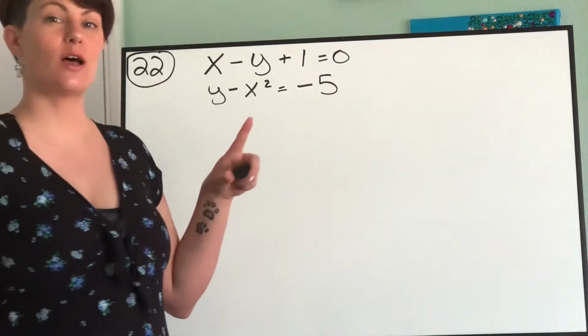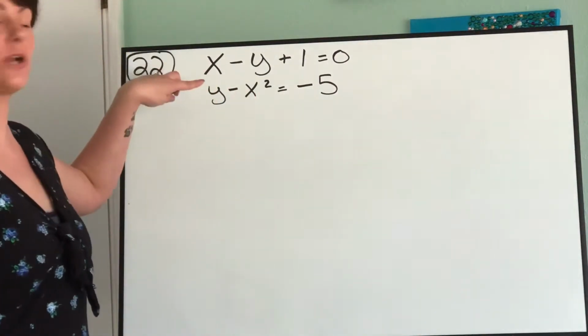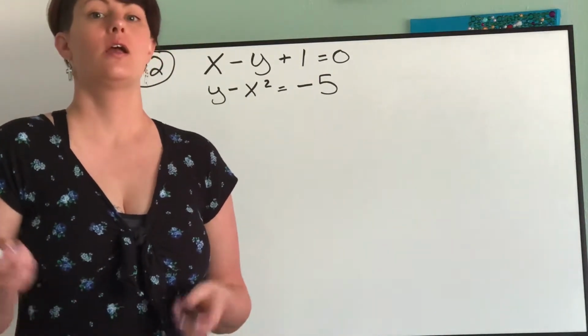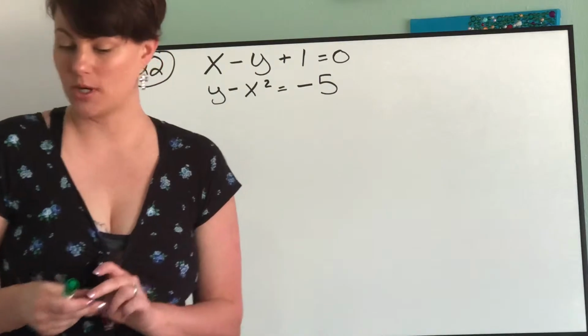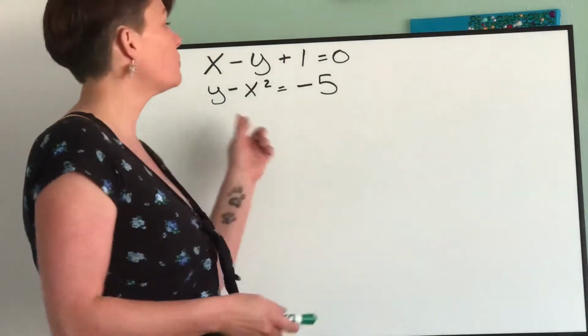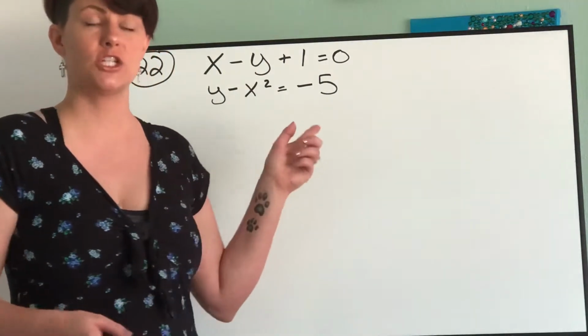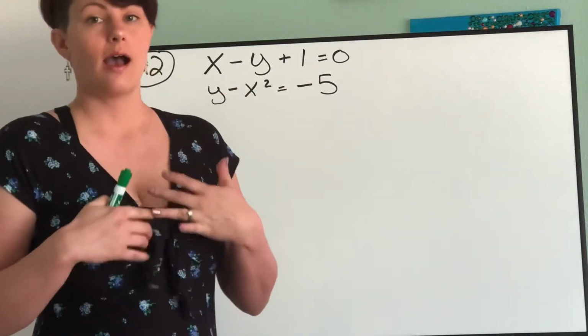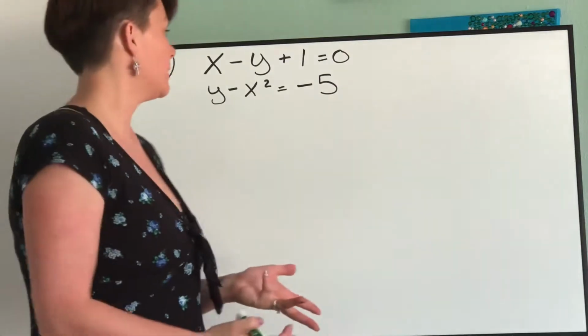Number 22 says to solve this problem algebraically, and then it says you can check the solutions in your graphing calculator, but you want to start by solving it algebraically. No problem. Remember, when we solve a system of equations algebraically, we can either do substitution or elimination. I like elimination a little bit better.